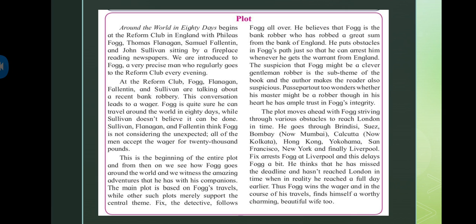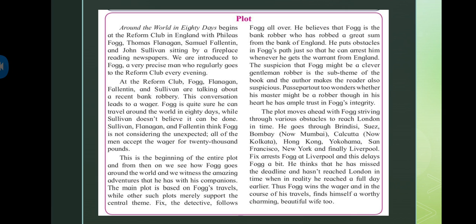Then Passepartout wonders whether his master might be a robber, though in his heart he has ample trust in Fogg's integrity. His friend Passepartout was confused for a while: is his master really a robber? Then he thought no, there was a lot of trust in his heart for his master, and that's what he believed in, his integrity.